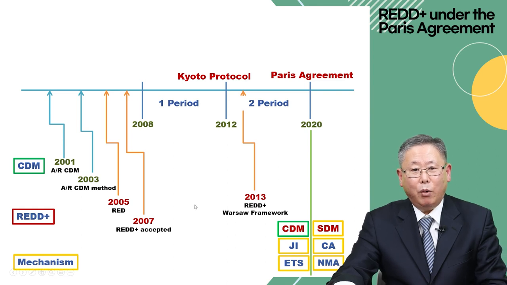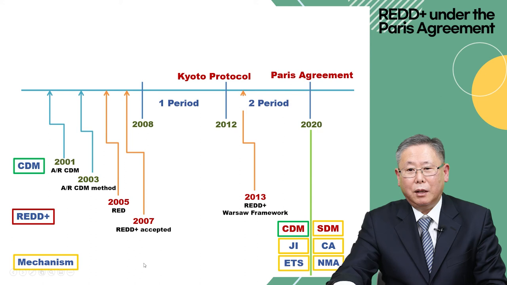See how, in the Kyoto Protocol, the CDM, Clean Development Mechanism, in 2001, and REDD Plus, and finally 2013 and 2020 and on to the Paris Agreement, there were some mechanisms: CDM, joint implementation, the emission trading system, plus the sustainable development mechanism and cooperative approaches were adopted.